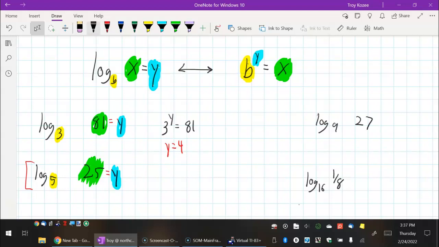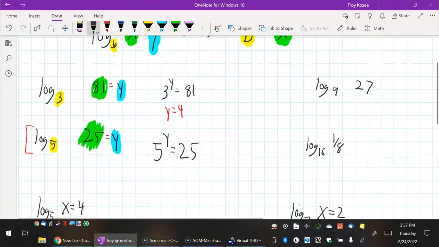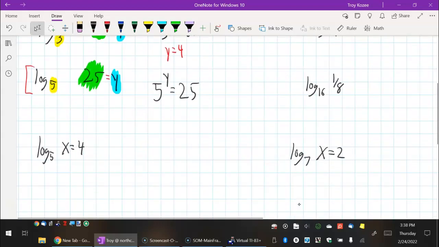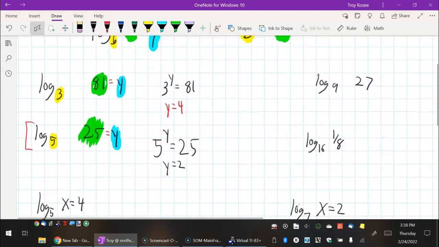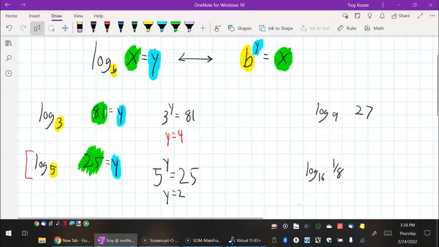So we have 5 as my base, y is my exponent, and I want to hit 25. Hopefully you know that 25 is 5 to the second power. Now, sometimes logs will work out very cleanly like this. Sometimes you might have to do a little solving.